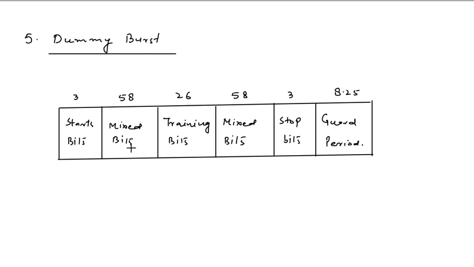Okay, so our dummy burst is used for the unused time slot. For example, if there is no user to transmit in a particular time slot, then this dummy burst is used as an information filler just to fill that time slot. And it has different fields like the initial 3 start bits, then you have stop bits, and 8.25 bits, which are meant to avoid the overlap of different time slots. And here, as I said, this is just for information filler purpose.